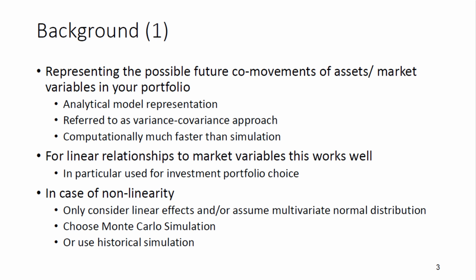And then the third alternative is simply to rely on historical simulation, look to past realizations of market variables, to the way that they have moved, to the way that they have co-moved, and use that as potential scenarios for the future. So that's three alternatives. Now, we will assume that we are in the particular case of a linear relationship between a portfolio value or change in the portfolio value and underlying market variables.